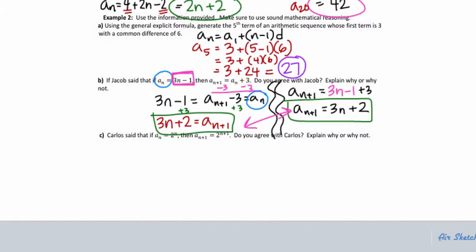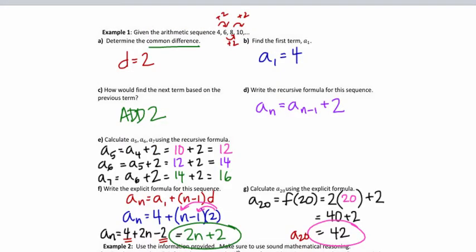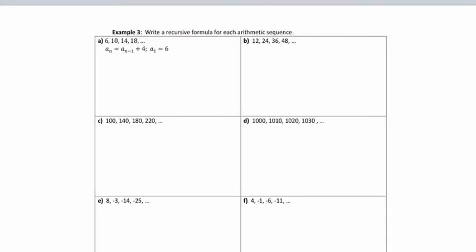Again, part C I'm going to leave for you. Let's see what you can come up with. At this time, I'd like to take a look at a couple more examples. We're going to go ahead and write some recursive formulas for some arithmetic sequences. I'm not going to do all of them. I'm going to do a couple of them for you. You guys can finish off the rest after the video.